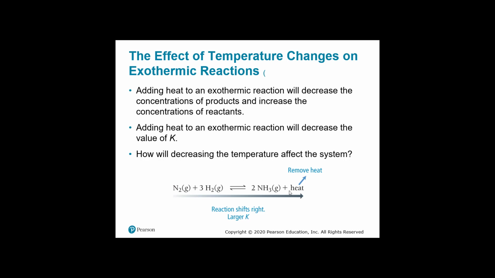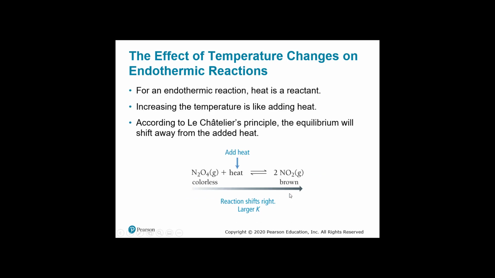So in this case, if we look at this reaction here, how would decreasing the temperature affect the system? Think of heat as an actual substance. If we remove it, it's just like the other ones. These are going to produce more to recover the heat that's been removed. It's going to shift to the right and have a larger K. Why? Because you're going to have more products to recover what was taken out.